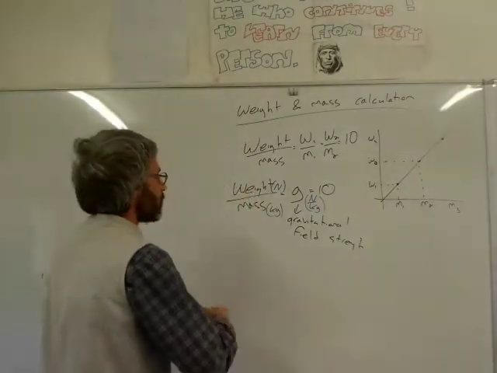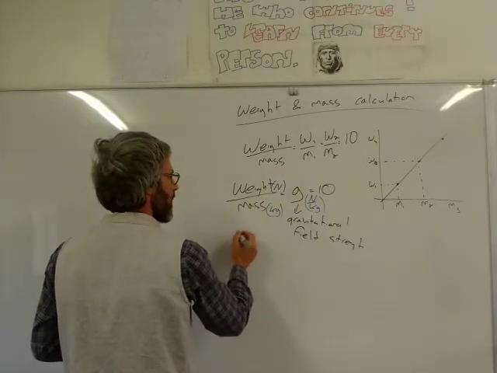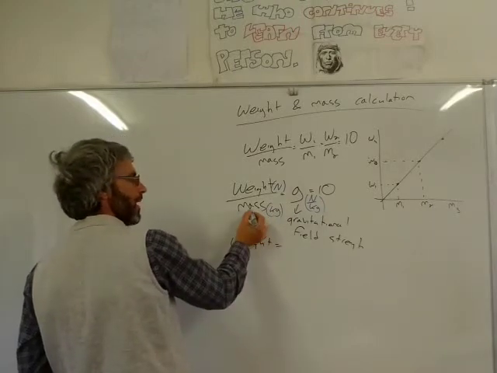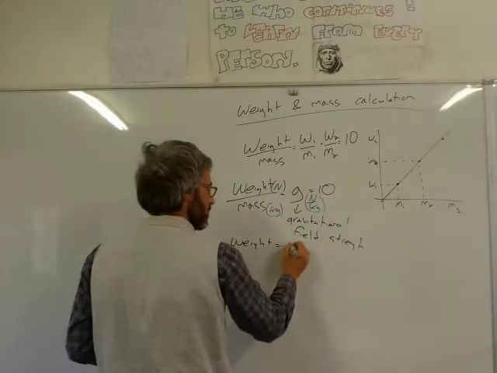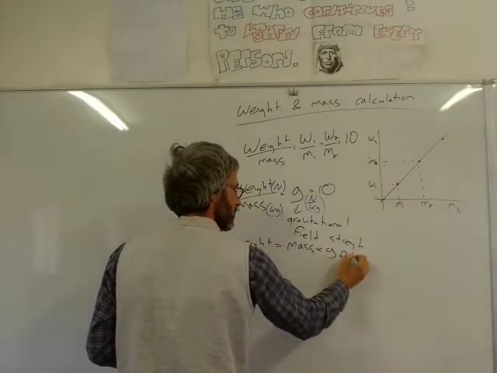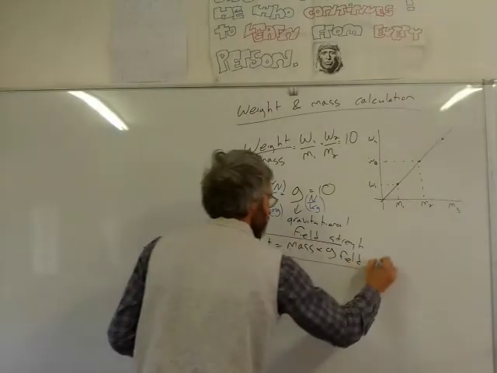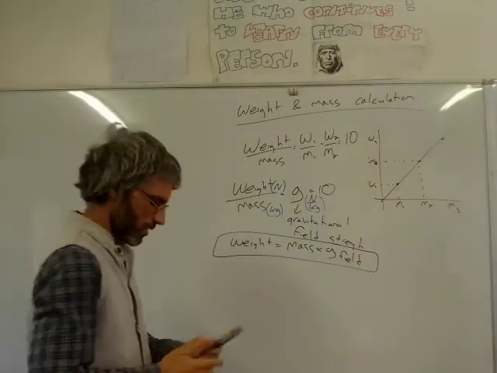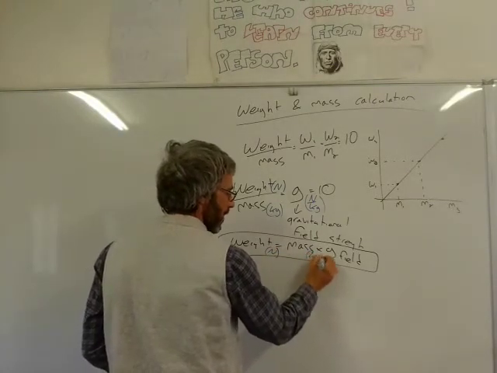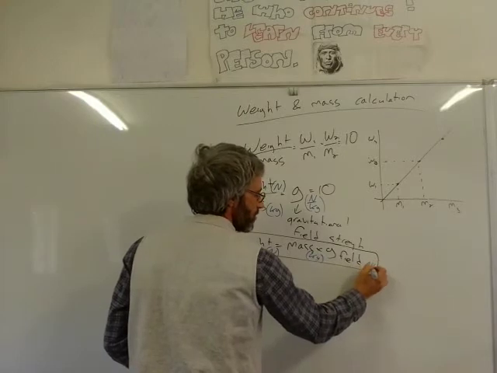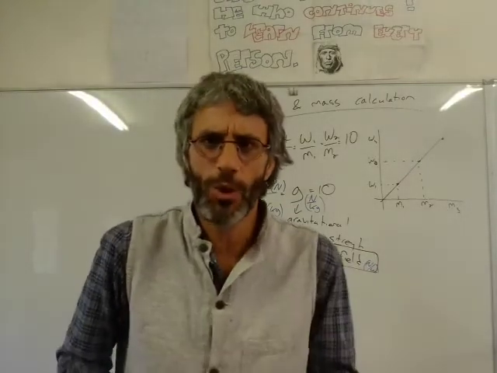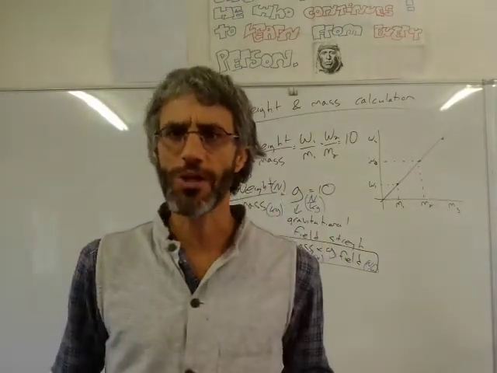Now if I rearrange this, I can write weight is equal to mass times G, by multiplying both sides of the equation by mass. So if you ever want to find out the weight, you multiply the mass in kilogram by the gravitational field strength, whose unit is Newton per kilogram. Now, always in physics, we have an equation. We will write down a symbol equation for it.